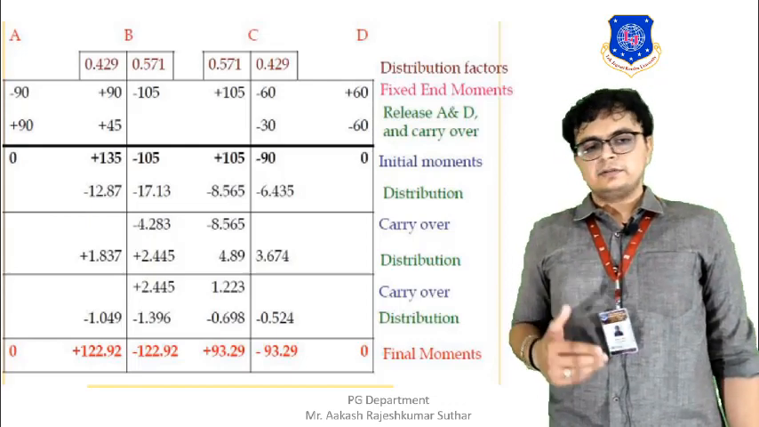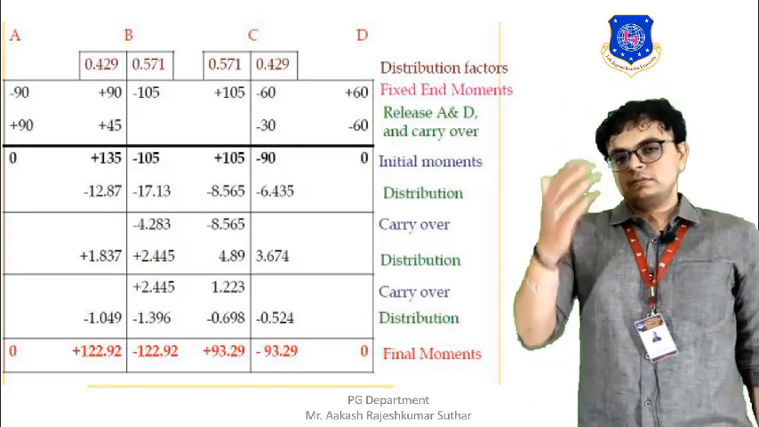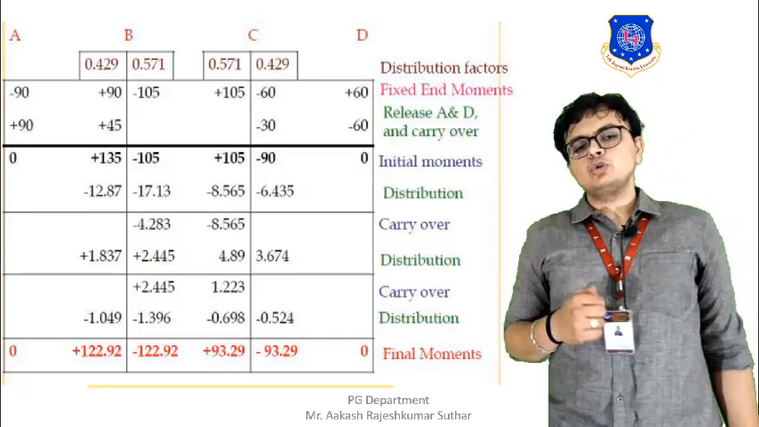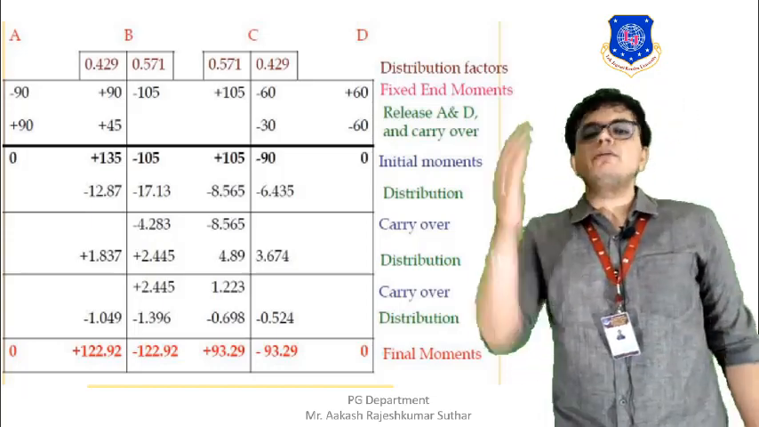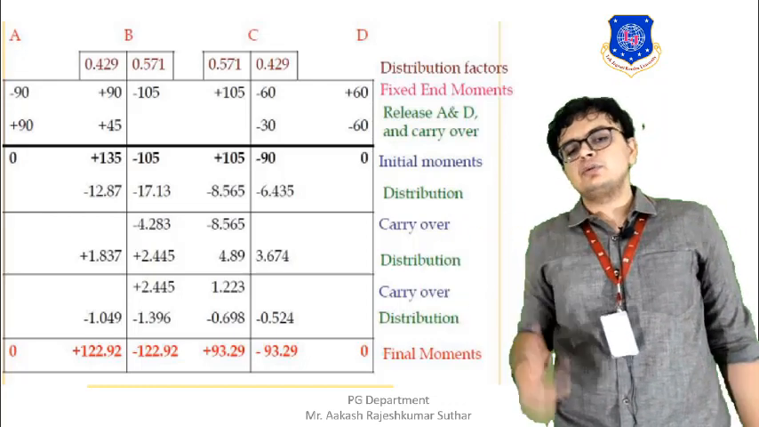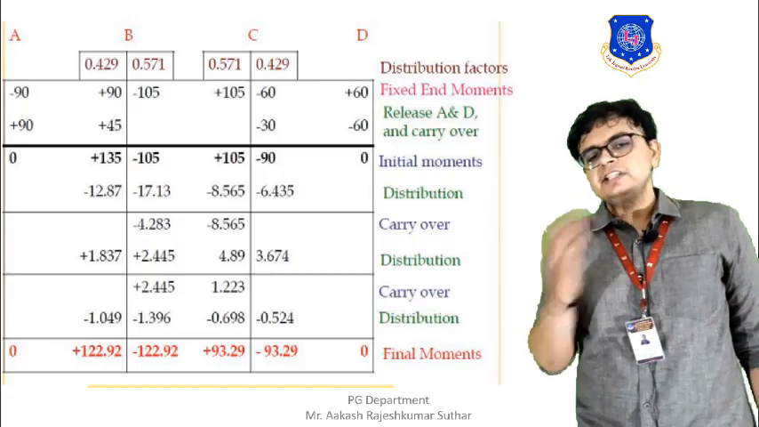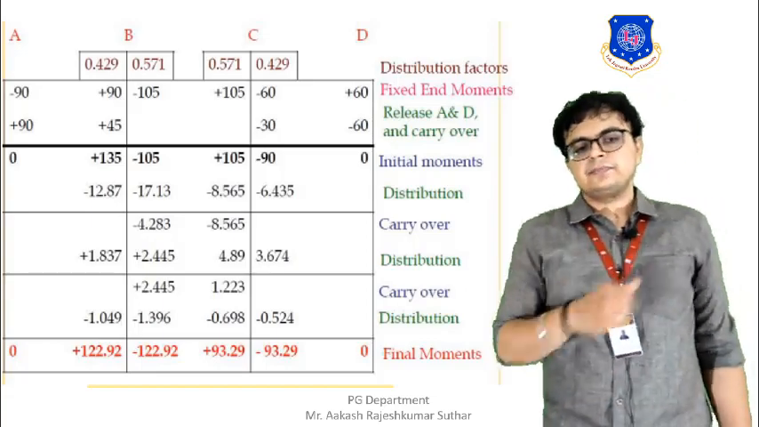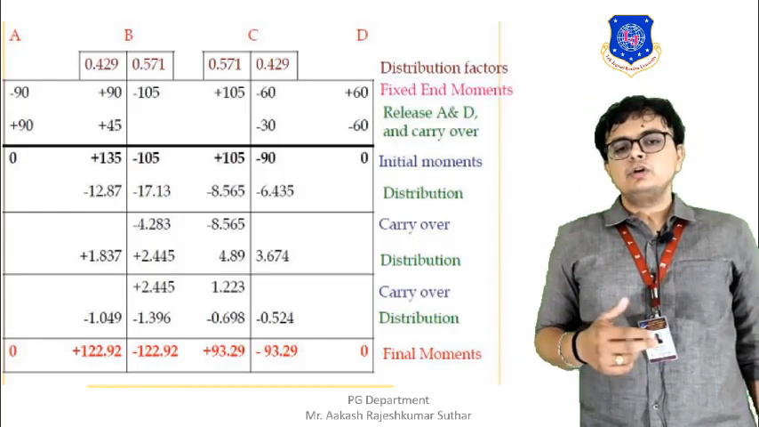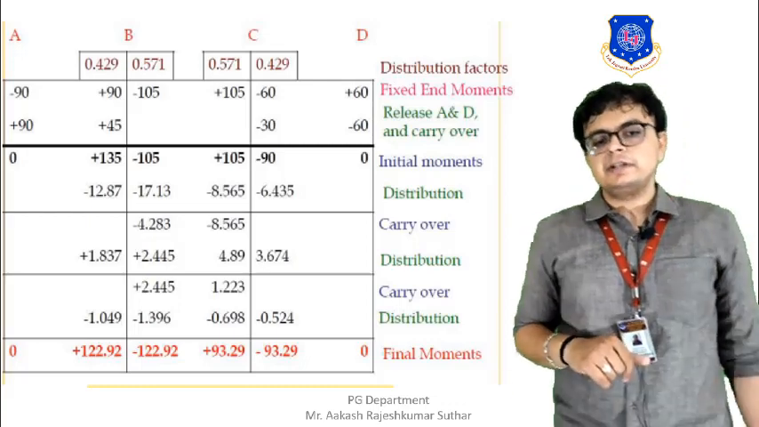Again, after that, we have to take the carryover. At joint B, talking about MBC, it has 2.445 that will be transferred to MCB, and half will be transferred. You can see that in the next step in carryover, the 1.223 value. Similarly for MCB, we have the distribution of 4.89, so half of it will be transferred to MBC. So we will be getting 2.44.